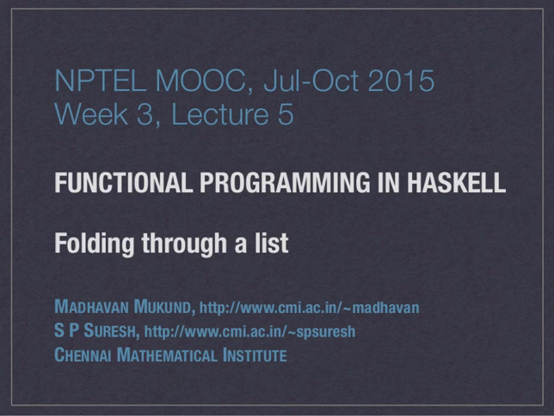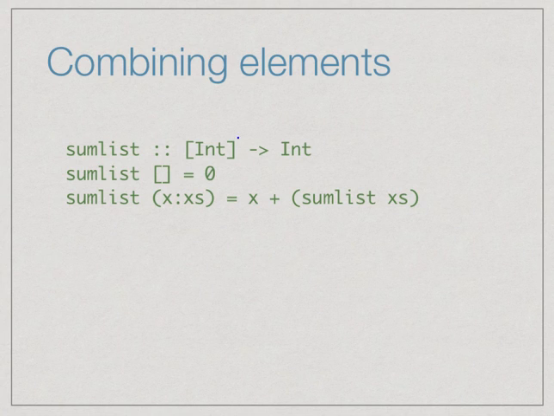Map and filter are two important higher order functions on lists that allow us to manipulate entire lists at a time. Today we will look at another type of function which involves folding a function through a list, or combining the elements. So here is an example of combining the elements of the list.